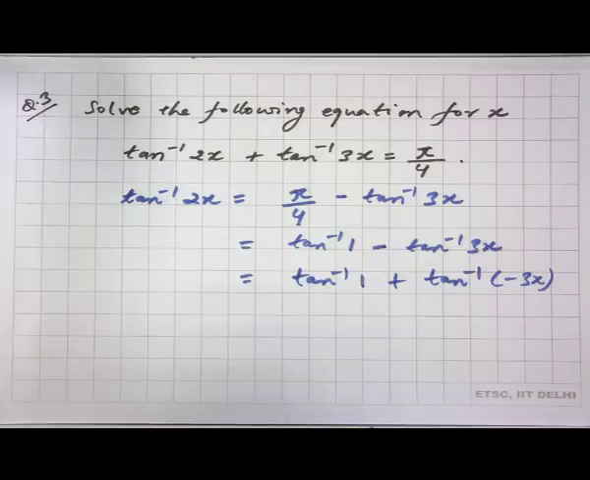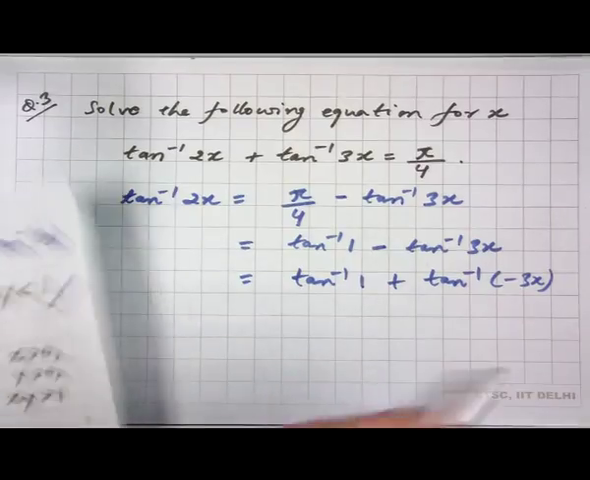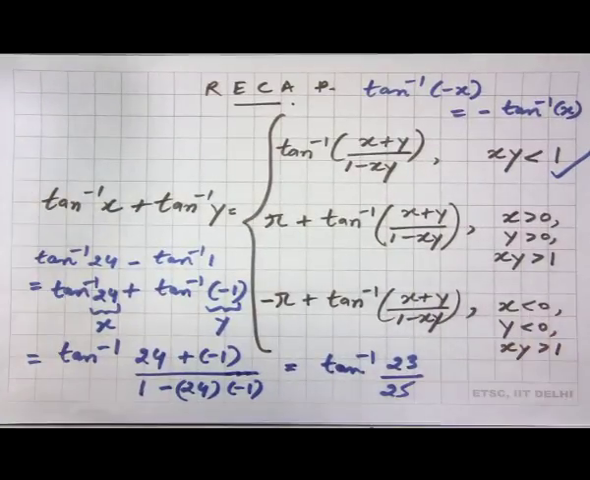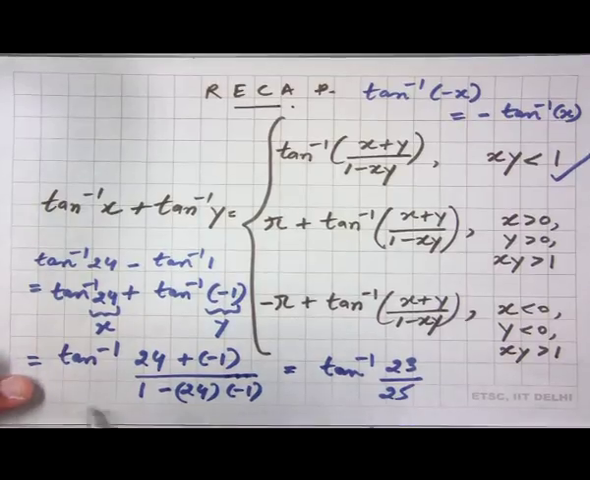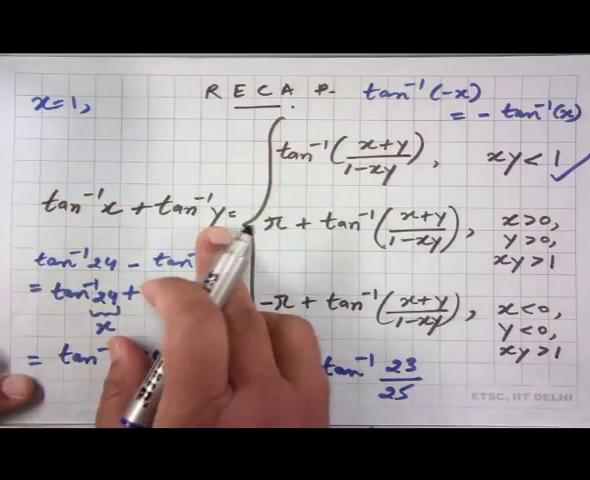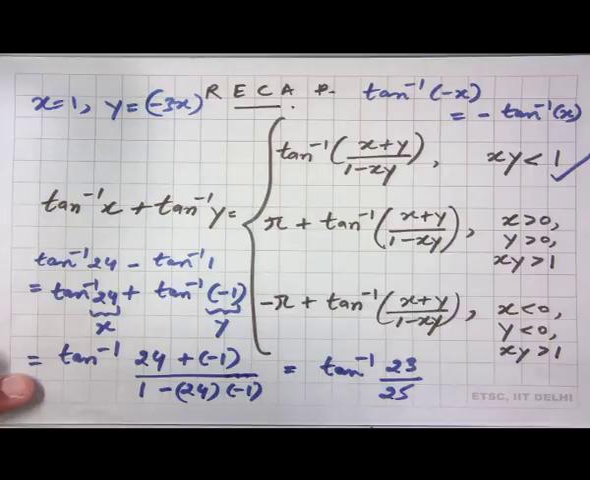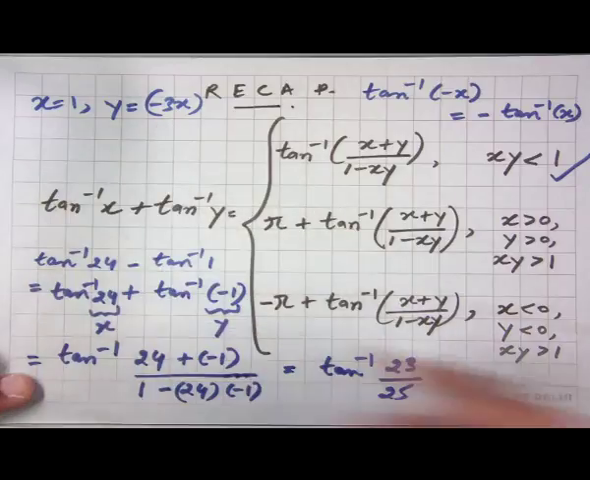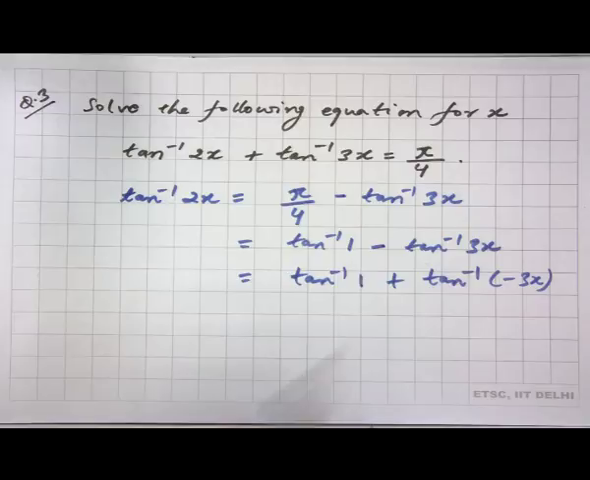So, we need to use the tan inverse x plus tan inverse y type of formula, which we have already seen in one of our previous lectures. Here is the expression. For this case we have x equal to 1 and y equal to minus 3x, and we see that the product of x and y is minus 3x.